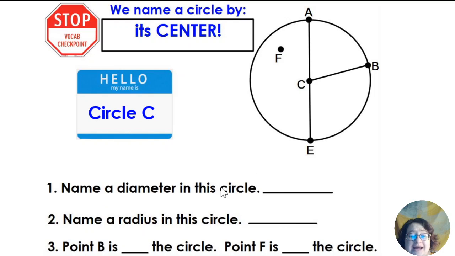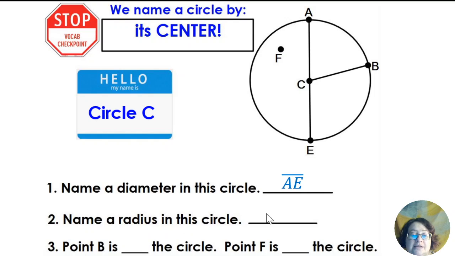We're asked to name a diameter in the circle. Remember, our diameter goes through the center and both endpoints are on the circle. So I have AE goes through the center and both endpoints are on the circle. I could also call it EA, and that would be correct as well.